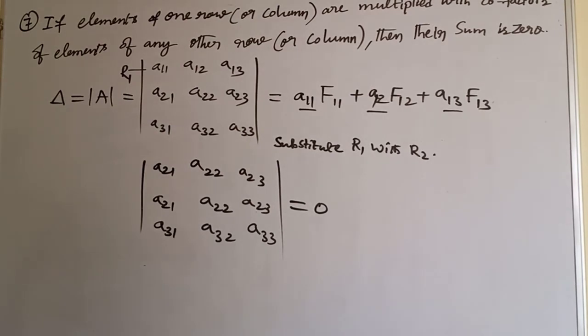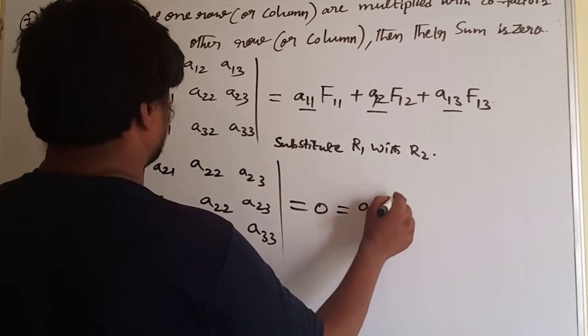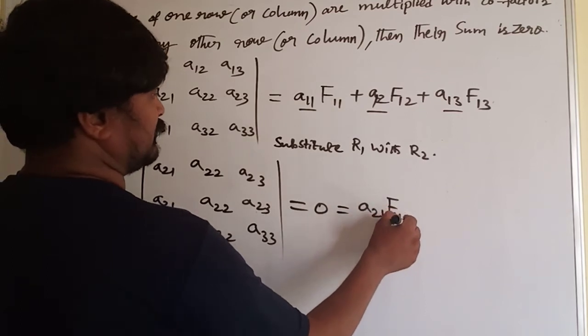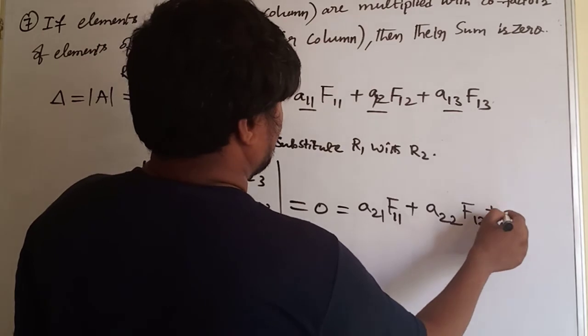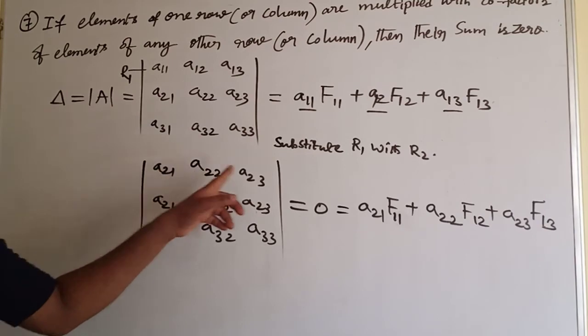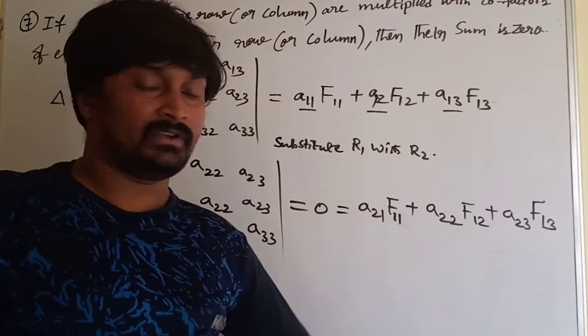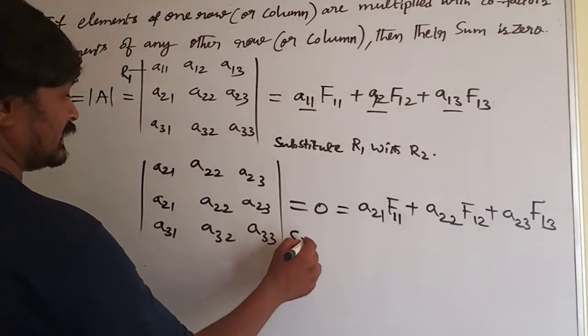So what can I write here for this determinant now? We can write the determinant as A21 F11 plus A22 F12 plus A23 F13. The numbers, whichever are there, you have to write, and the cofactors cannot be changed. That is F11, F12, F13 only you are going to get. That becomes 0. Similarly, what can I write?